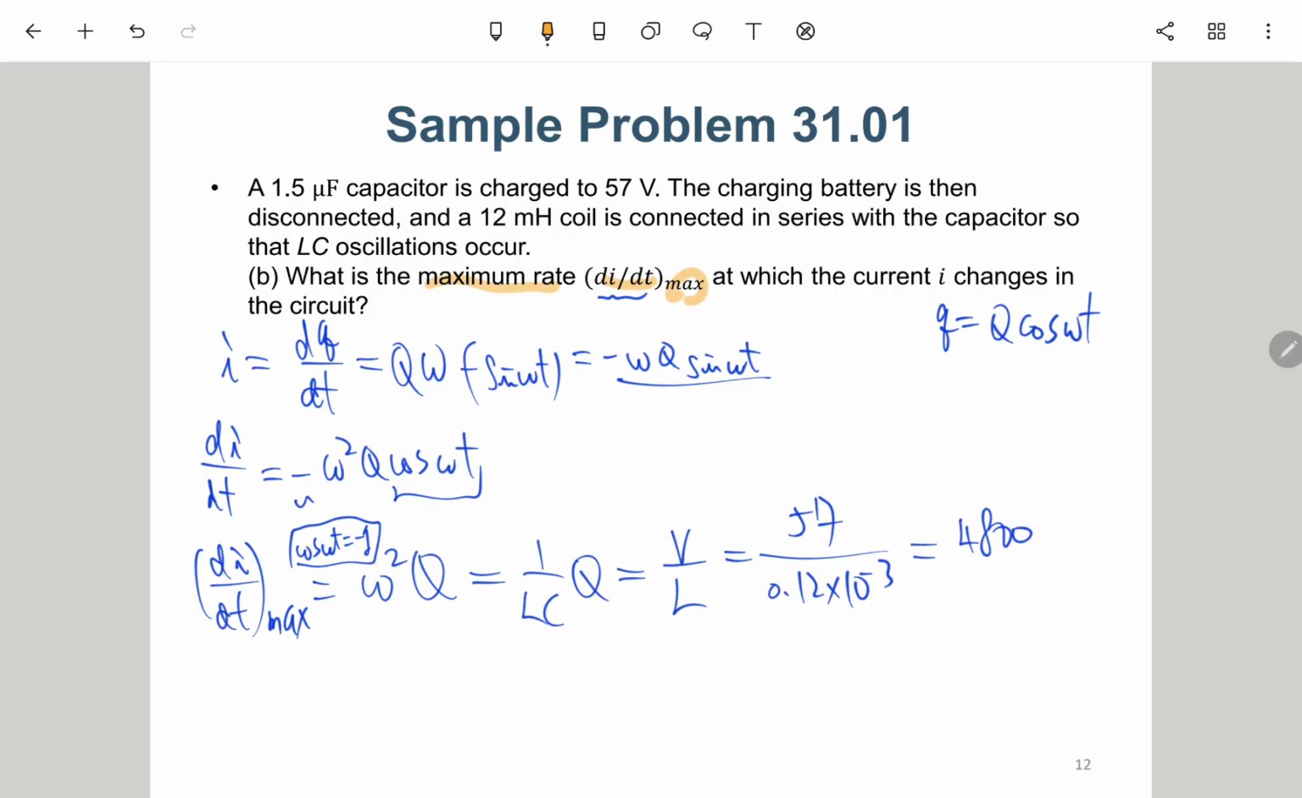What is the SI unit? You need to pay attention to this one, di/dt, which means the SI unit will be the SI unit of I, which is A, ampere, per dt. T is time, so the SI unit will be s. So the whole SI unit for di/dt will be A over s, ampere per second. So this is the answer for the second question.